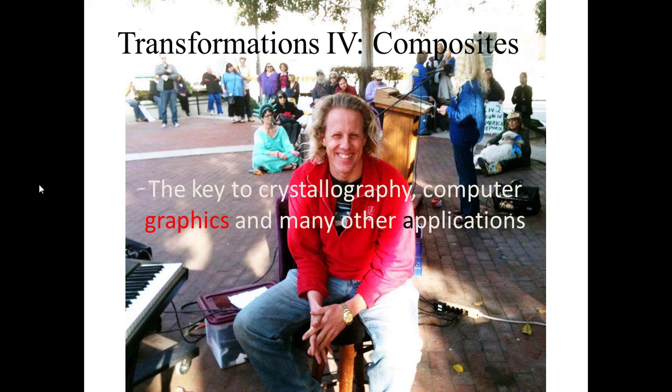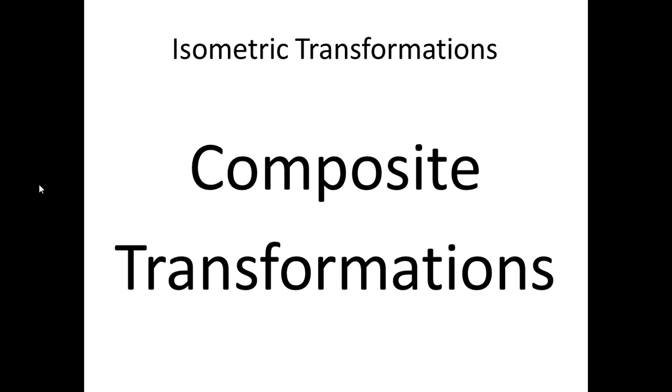The first three videos looked at translation transformations, rotation transformations, and then reflections. In this fourth video we're going to look at composites, that is, what happens when you perform several of these transformations in a row. So you can think of composite transformations as a series of successive transformations.